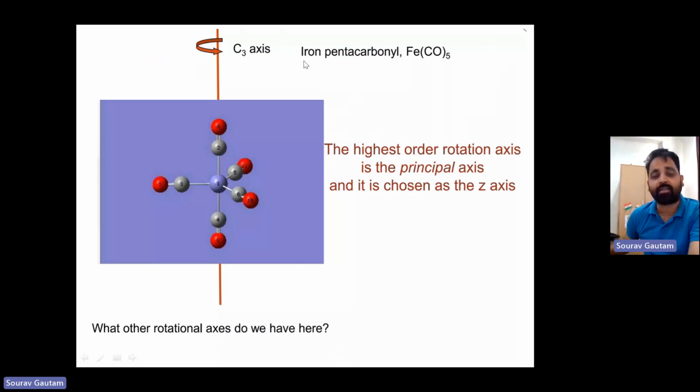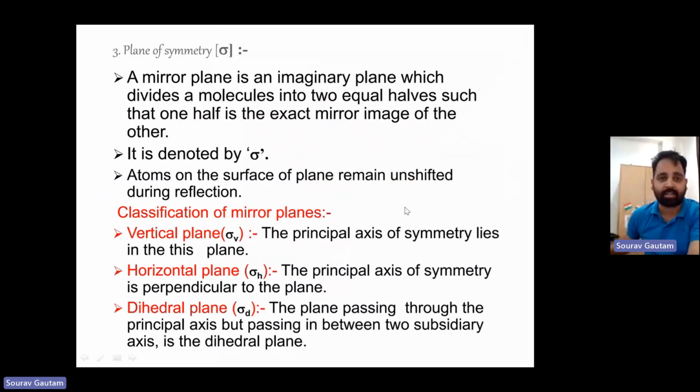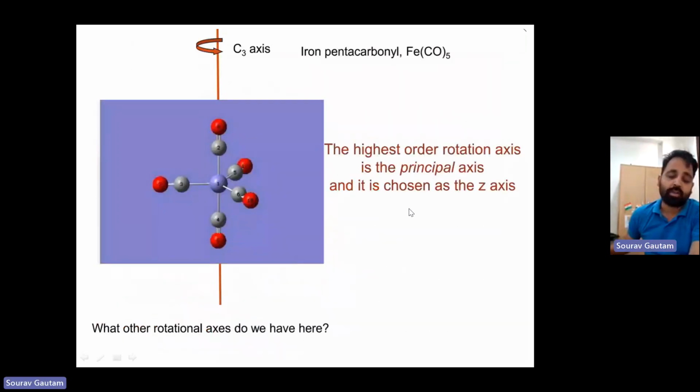There is also an example of iron pentacarbonyl, with C3, sorry. The highest order rotation axis is the principal axis. This orange line is C3. This is a 3D configuration, and it is chosen as the z-axis, and the other axes are subsidiary axes.